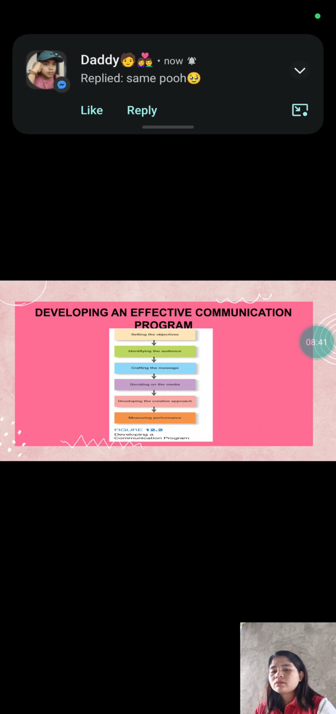Next is developing an effective communication program. To develop an effective communication program, a company must follow a systematic process that starts with setting the goals to be achieved by the communication campaign and concludes with assessing the outcome of the campaign. As you see in figure 12.2, this includes setting the communication objectives, identifying the target audience, crafting the communication message, selecting the communications channels, developing the creative approach, and measuring performance.